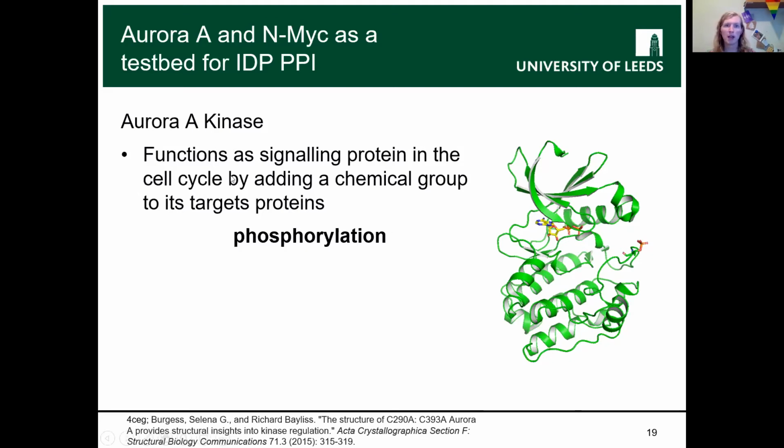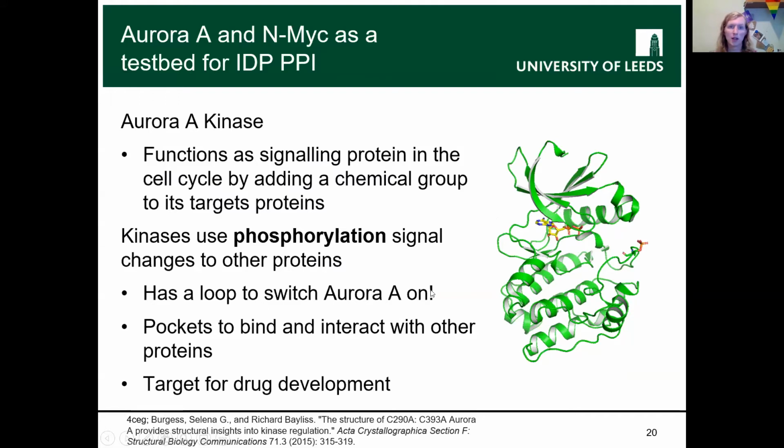So Aurora A is a signaling protein within your cells, within everyone's cells. Its job is to control the cell cycle, so cells progressing through their life cycle. They do this by phosphorylating targets, so they add a chemical modification to proteins that they interact with. And you can see here that we have a crystal structure of Aurora A, with a small molecule within the crystal structure, and you can see that it also has a phosphorylation mark on it as well.